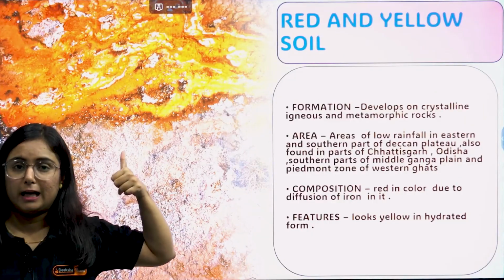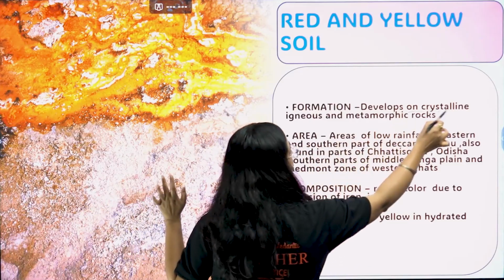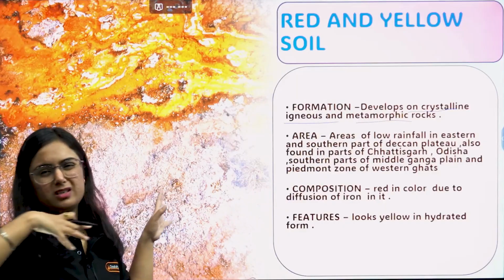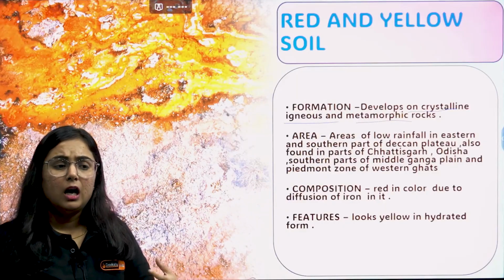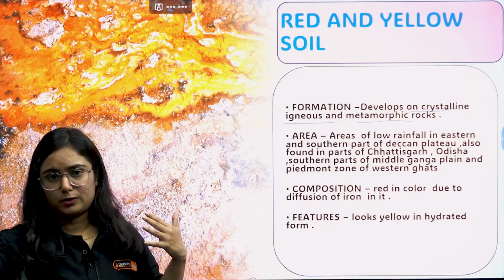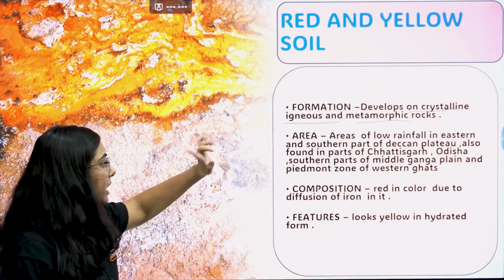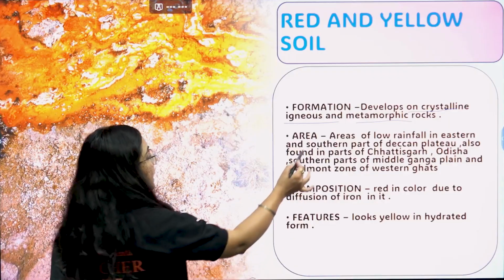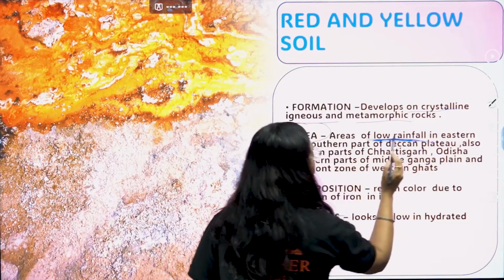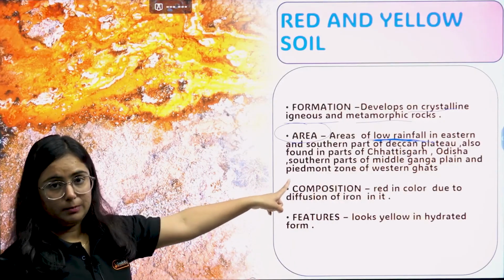Next is red and yellow soil. Talking about red and yellow soil, it is formed in the region where crystalline, igneous and metamorphic rocks are found. These are also the result of lava flows, but we can say that these are the areas far away from those lava flows. Getting my point? So it develops on crystalline, igneous and metamorphic rocks, in areas of low rainfall in the eastern and southern part of the Deccan Plateau.